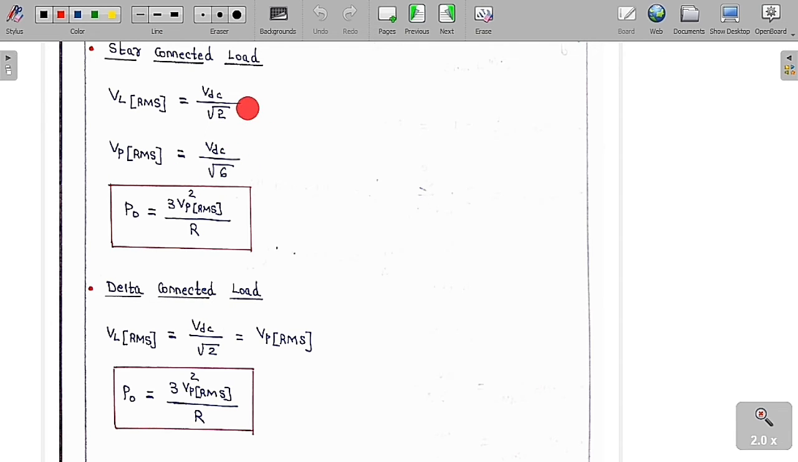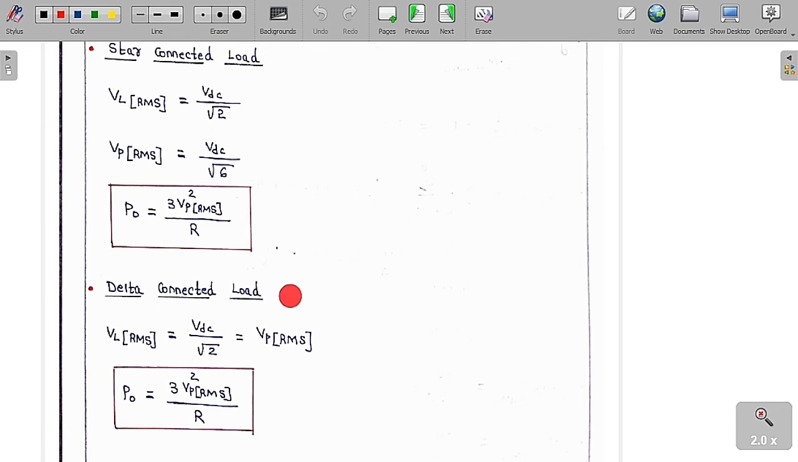If you remember the line voltage, we can simply use the basic relation VL RMS is equal to root 3 into V phase RMS, then we get the V phase. The average power consumed by the load is equal to 3 into V phase RMS whole square by R. Then we substitute this value here, and if you do simplification, we are going to get the amount of average power consumed by this load.